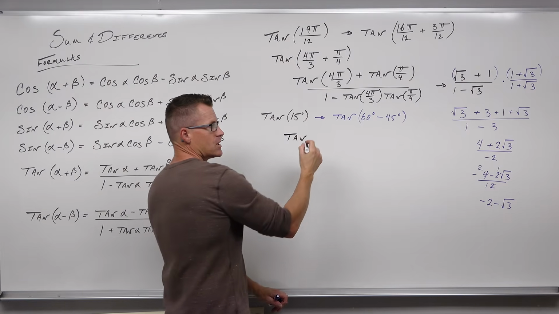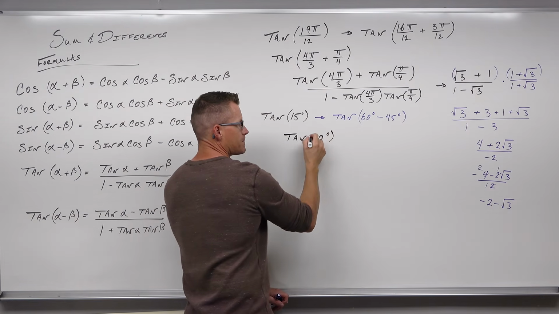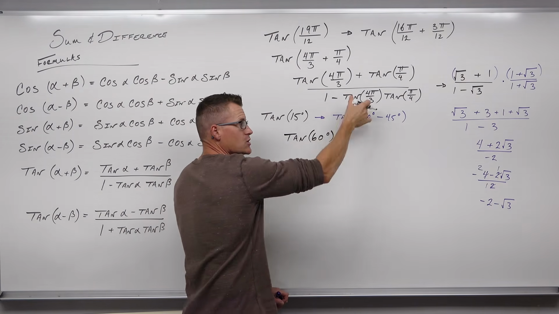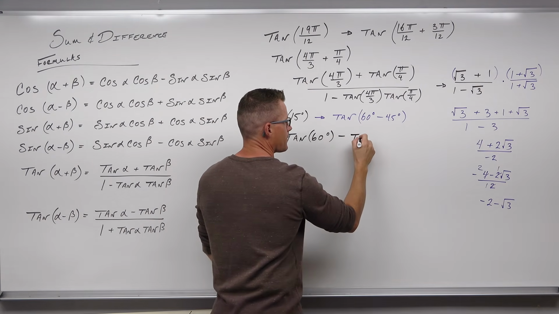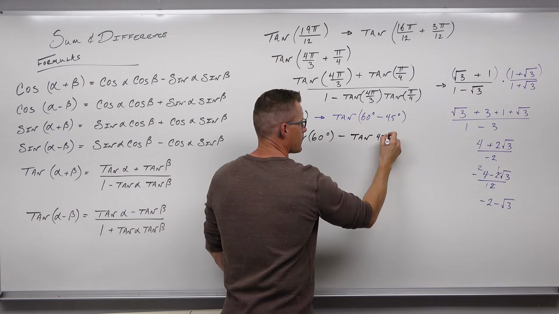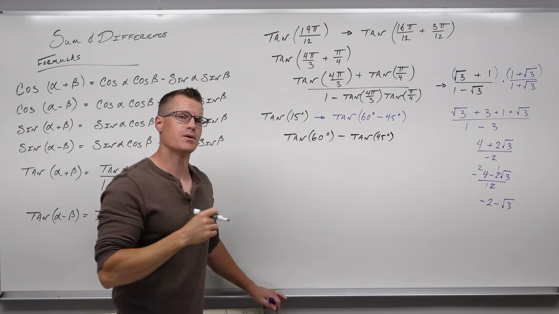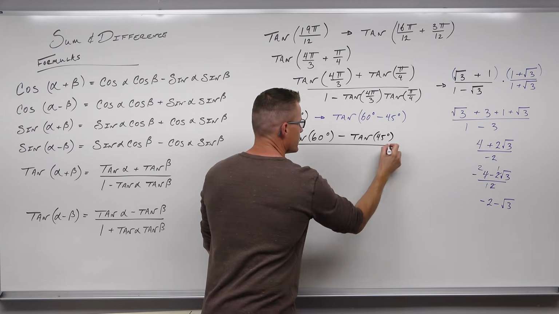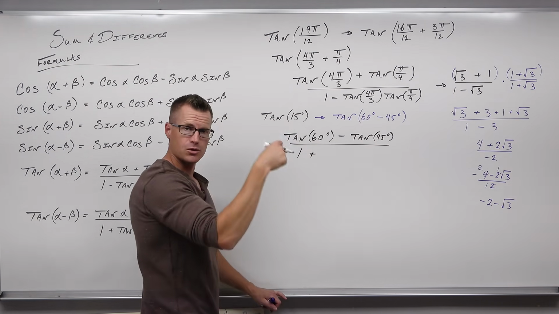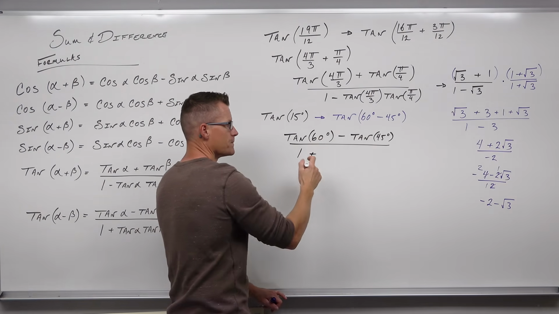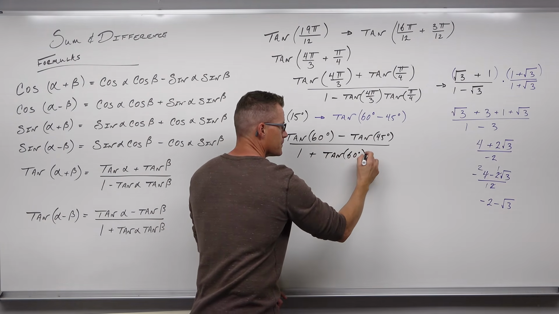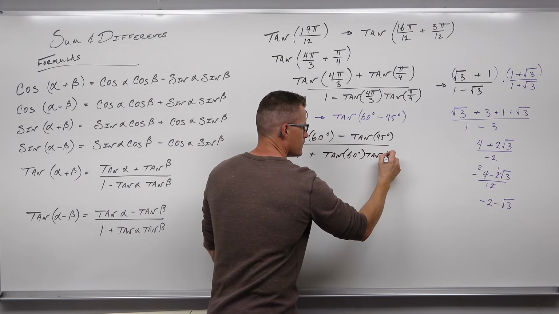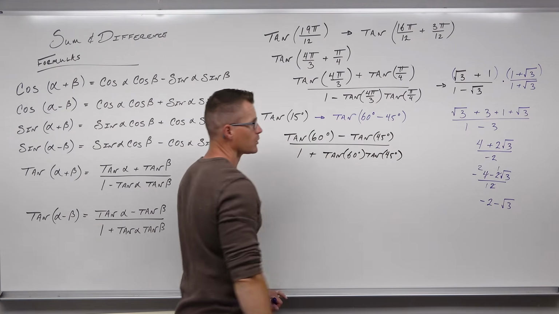So I'm going to take tangent of the first angle, 60 degrees. I know that for tangent on the numerator, my sign is the same. And I need tangent of both of those angles. On my denominator, I have a different sign, so plus on the bottom for this subtraction. And then, again, we take tangent of both of those angles, but now we're multiplying them.